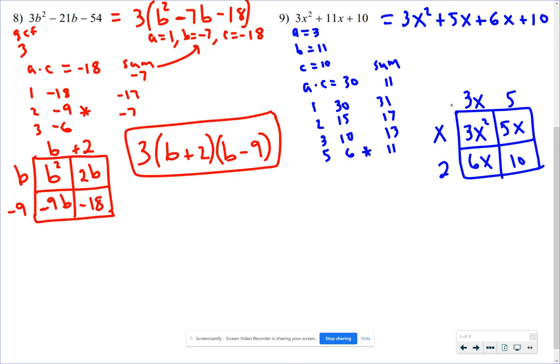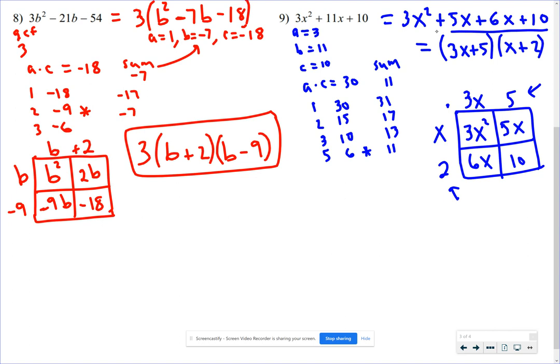I'm going to double check with my multiplication to make sure this works. 3x times x is 3x squared. 3x times 2 is 6x. 5 times x is 5x, and 5 times 2 is 10. And then when I add those 4 terms, 3x squared plus 11x plus 10, it's going to work out nicely. So we're going to finish it up by writing our answer. It's going to factor as 3x plus 5. That's from the top. And then from the side, we have x plus 2. That's this over here. That's our other factor.